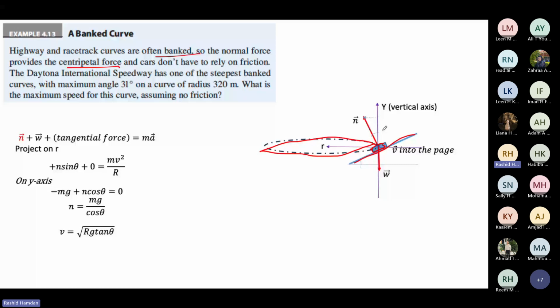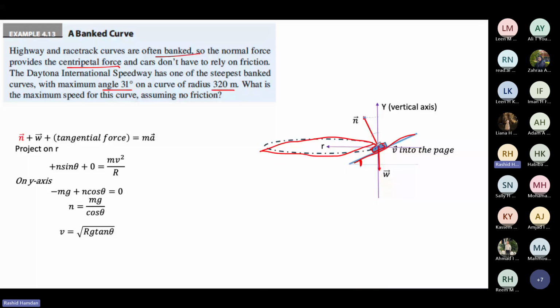Now what they tell us is that the Daytona International Speedway has one of the steepest banked curves, with a maximum angle of 31 degrees. So this 31 degree is the angle that the curve makes with the horizontal. So this is the angle, on a curve of radius 320. So this is the radius of curvature of the curve.